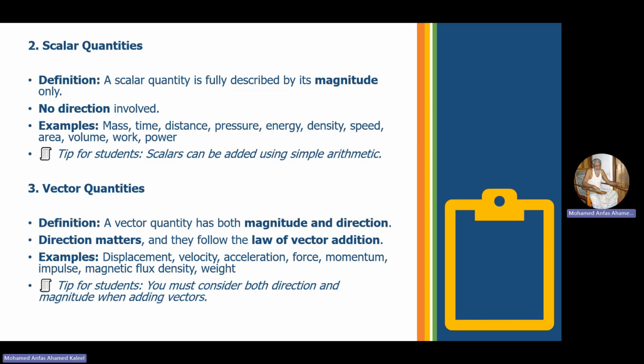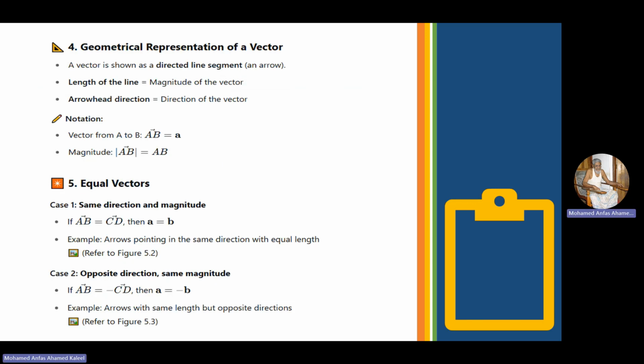The fourth one is the geometrical representation of a vector. A vector is shown as a directed line segment, an arrow. For example, we can show a segment, let's say AB. A vector is shown as a directed line segment, an arrow.